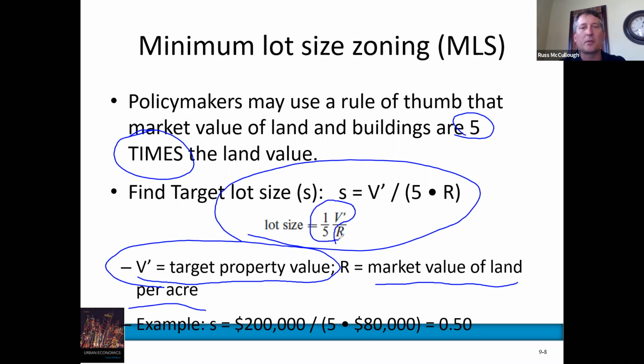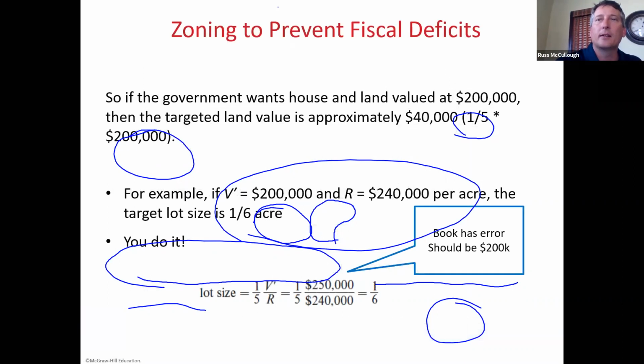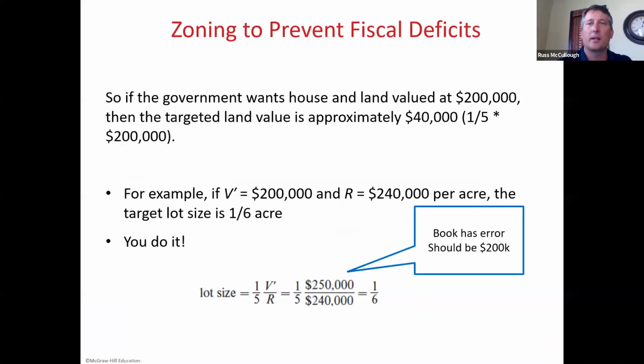So for example, if we want a $200,000 house and land combination, then approximately 1/5 of it is going to be the land value. And doing a little math, working our way backwards, that can give you the optimal lot size that you need. With the way I did this quick calculation, it was 1/2 an acre for the minimum lot size. And here is just another quick look at that formula.